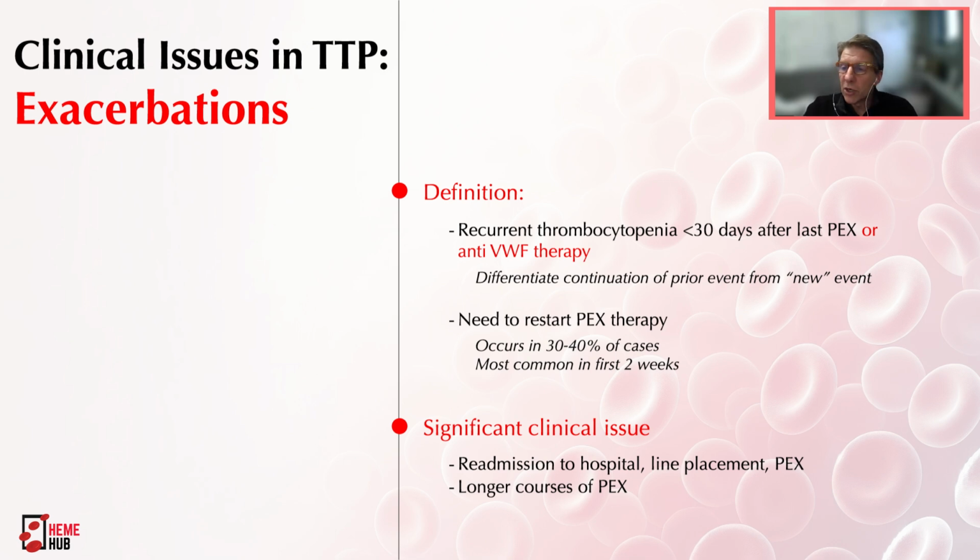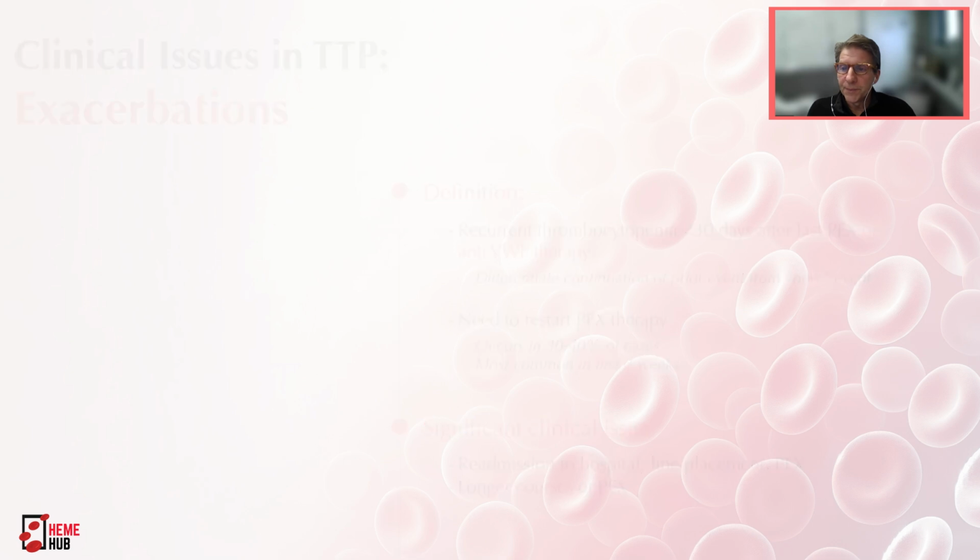Most commonly, it's going to occur in the first 2 weeks. And it makes sense why that happens. And I'll show you that in some upcoming slides. But again, this is a significant issue. It causes a lot of problems for patients as well as physicians when the patient has just gotten out of the hospital 1.5, 2 weeks earlier, and you're talking about putting them back in the hospital for another deep line and, of course, a plasma exchange.